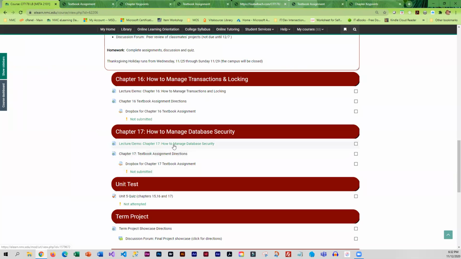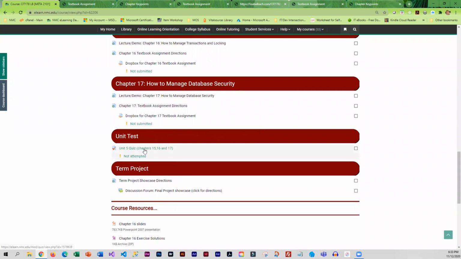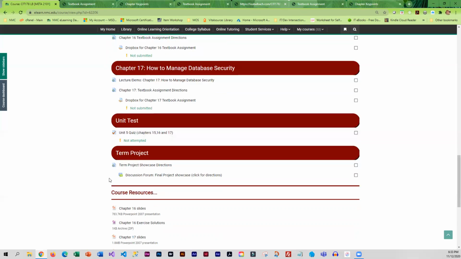It is important that you are familiar with transaction processing in chapter 16 and database security in chapter 17, because there are questions on the certification exam from both of those areas. The quiz covers chapters 15, 16, and 17. It is set up like our other quizzes, so the questions mimic the types of questions you are going to see on the certification exam itself.